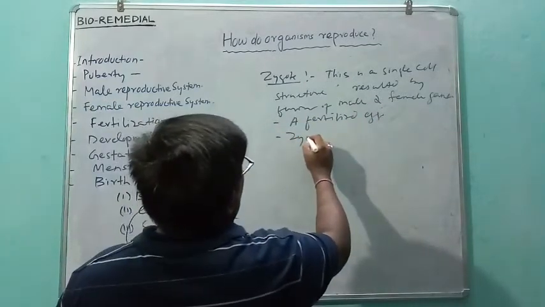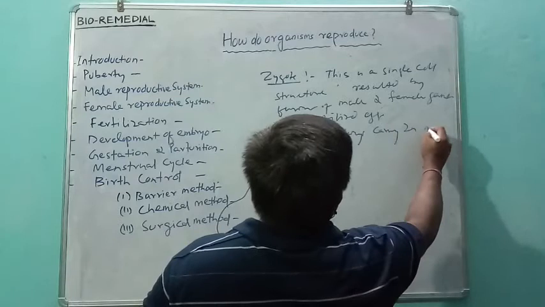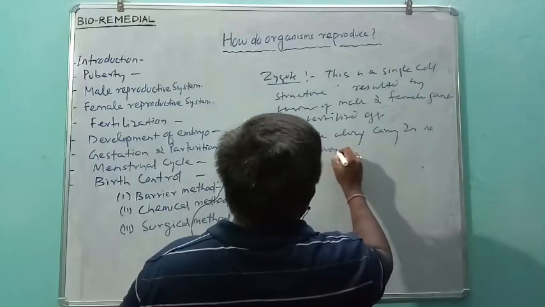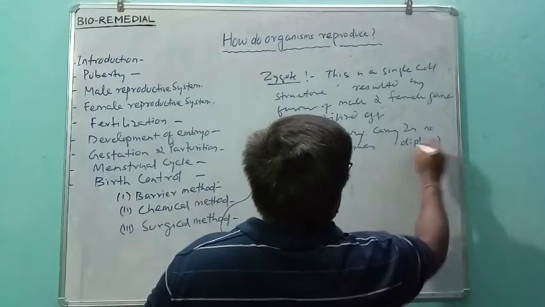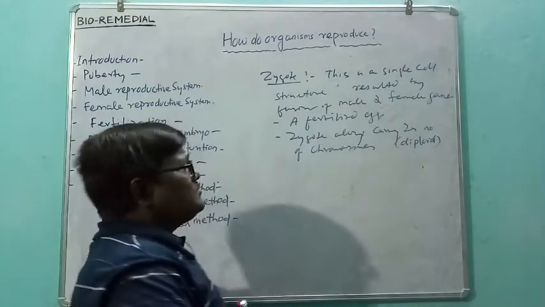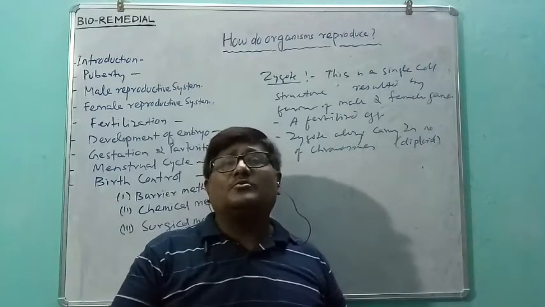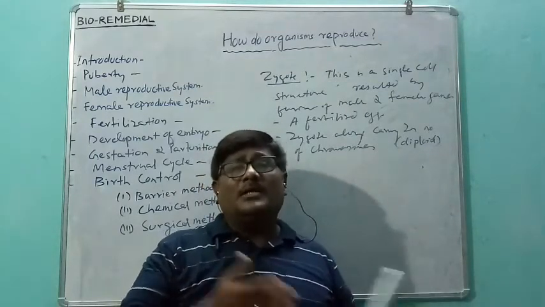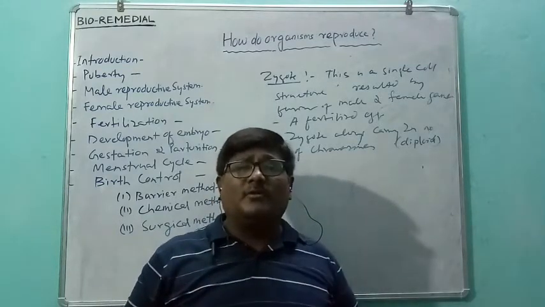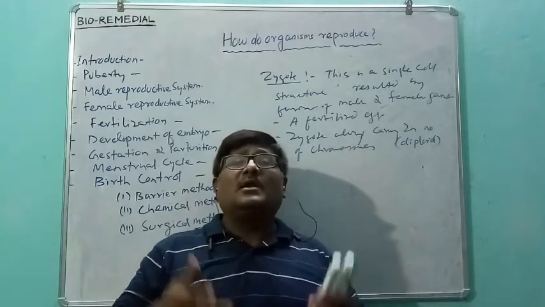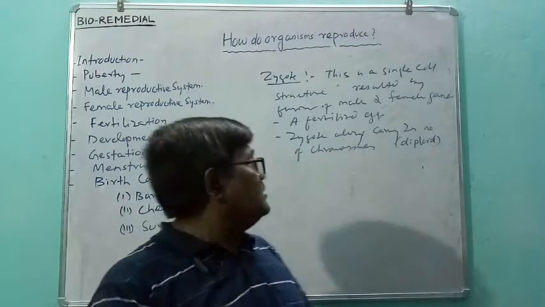Here is one more important point. Zygote always carries 2n number of chromosomes, means diploid. Human zygote is diploid. Actually, gametes are always haploid, means half of the chromosomes are present in a gamete in comparison to a normal human cell. So when two gametes are fused, the zygote is formed, and the normal human chromosome number is restored by the fusion of male and female gametes. So this is all about zygote.